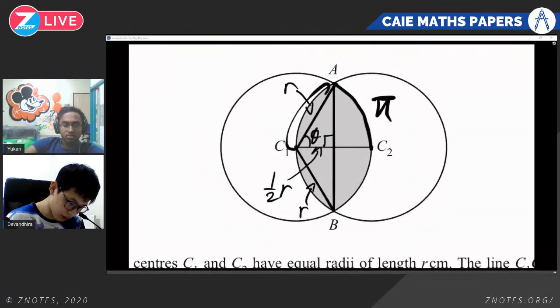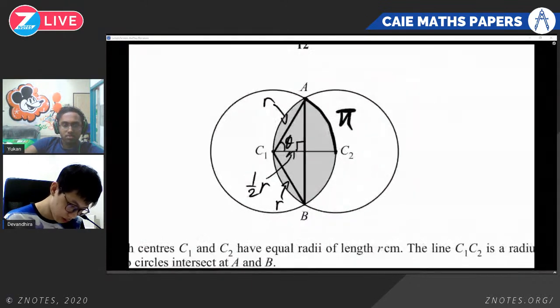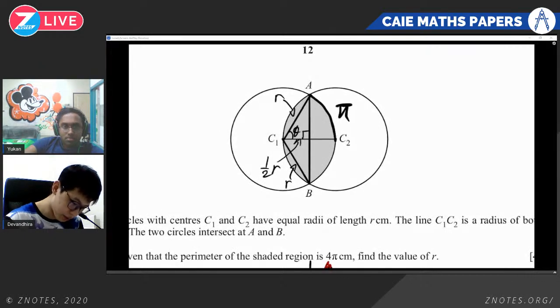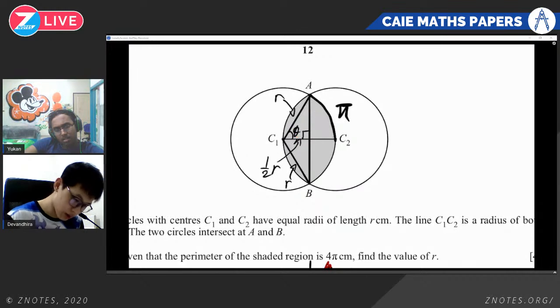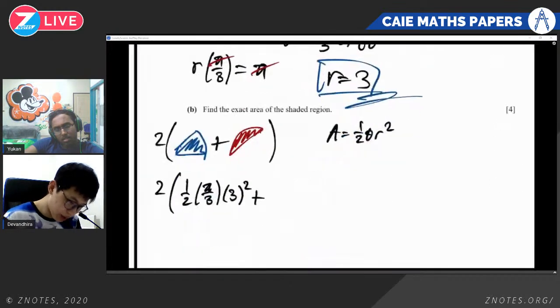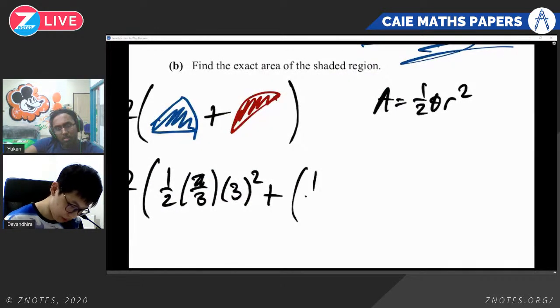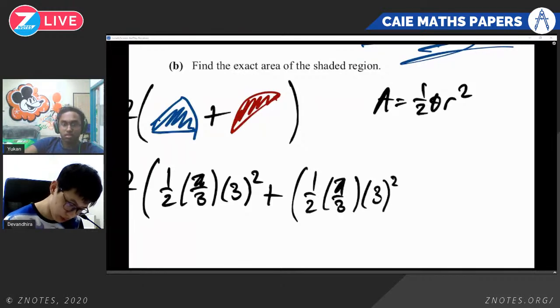this small area here, the way to find that is, we use the area of the sector again, but we have to minus the area of the triangle here. Is that right, Yugen? Yeah. Okay, so let's do that. I'll put a bracket so it's not that confusing. We have half pi over 3 and 3 squared.